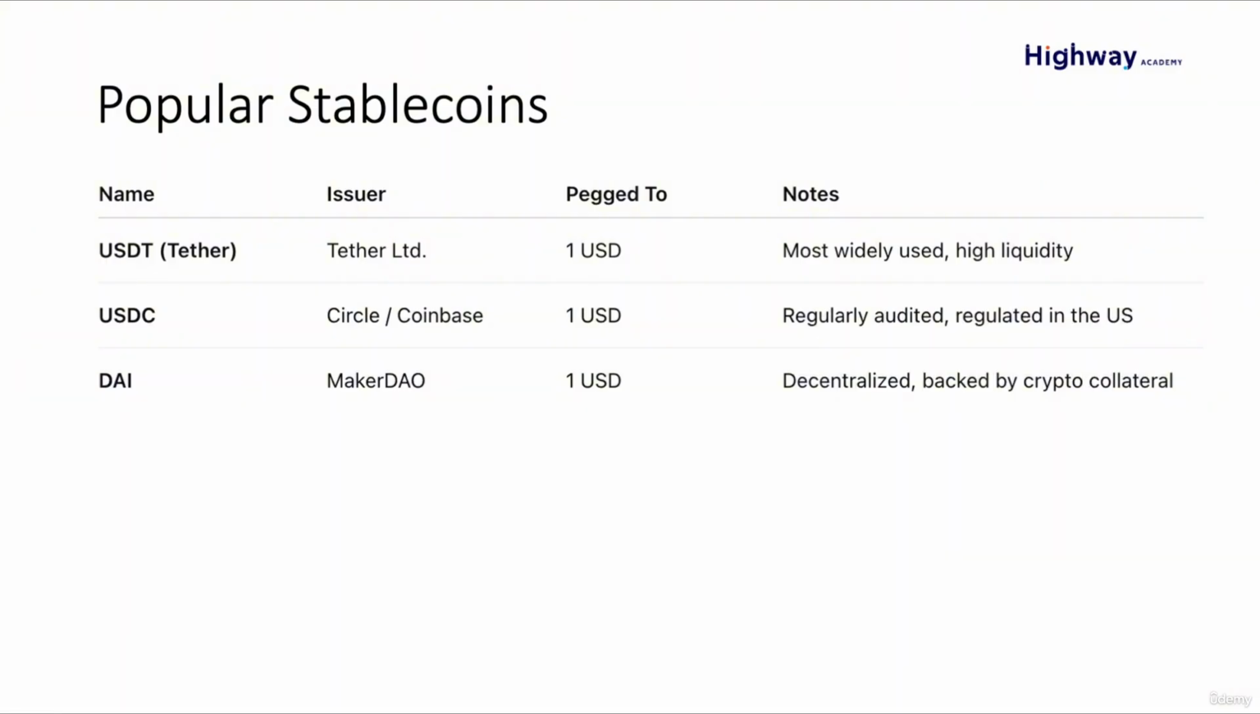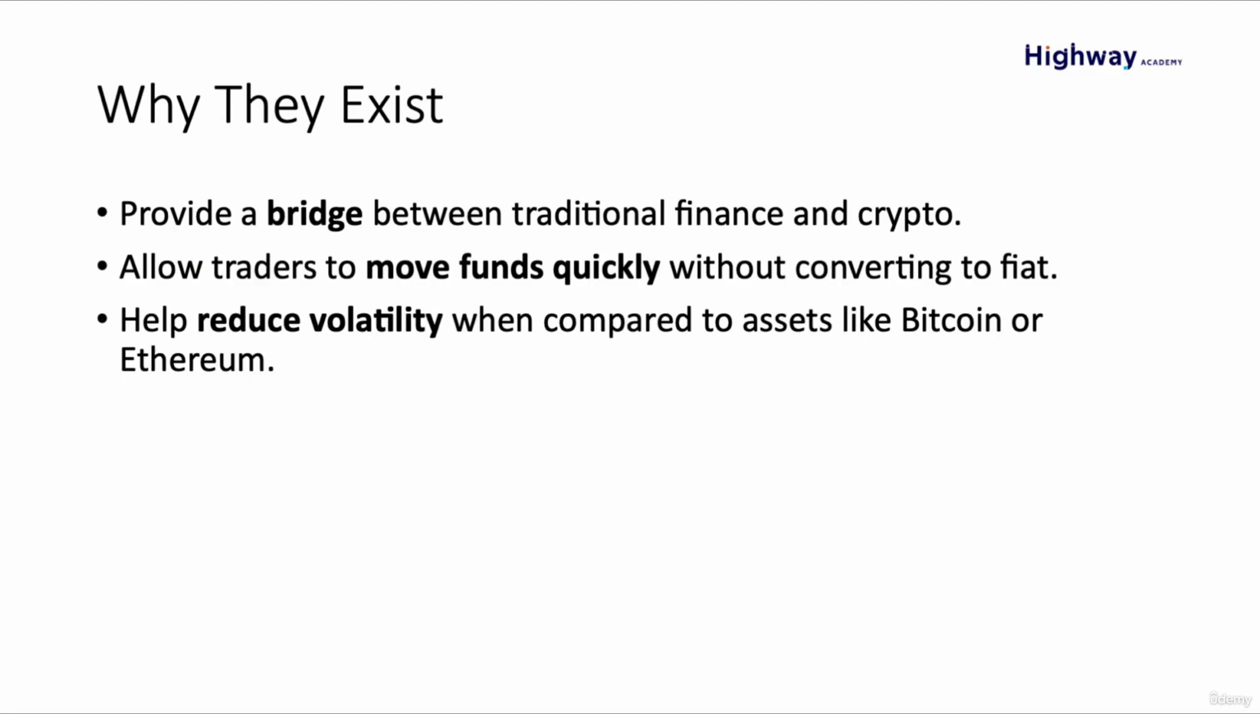And then there's DAI, created by MakerDAO. Unlike USDT or USDC, DAI is decentralized. It's backed by crypto collateral instead of fiat reserves, so it doesn't rely on a single company to maintain its value. So, why do stablecoins exist?